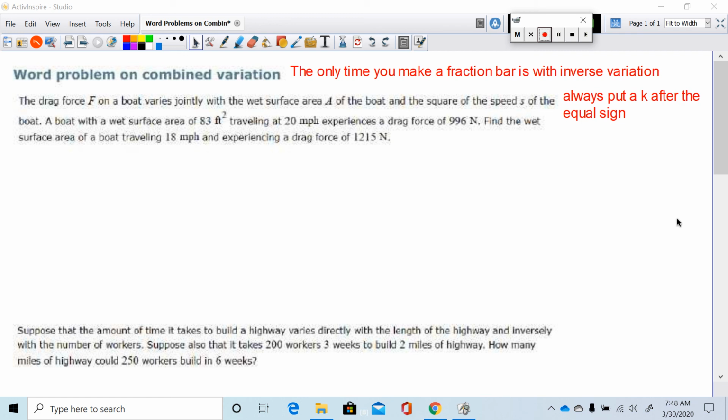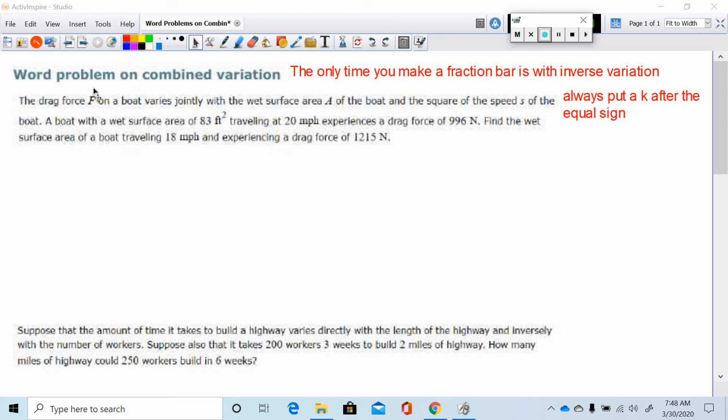Word problems on combined variation. A couple of things that are important to note. The only time you make a fraction bar is with inverse variation. And you're always going to put a k after the equal sign. That is called the constant of variation. And your first job is always to find the value of k. I'll show you all that as we go along.